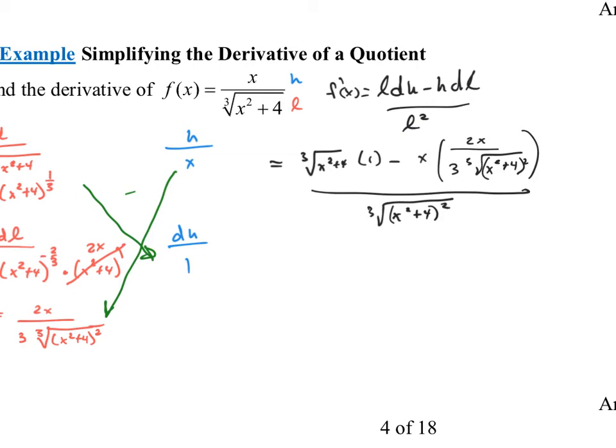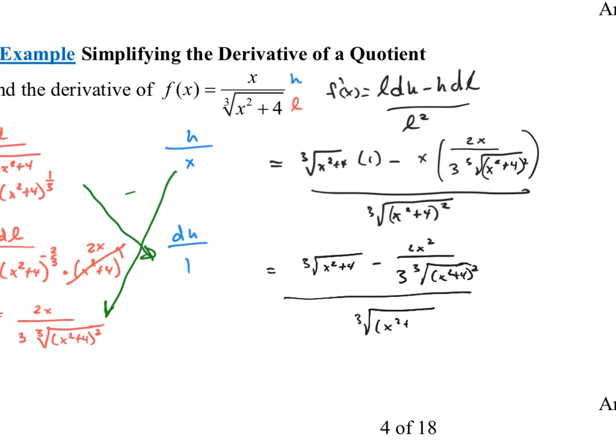Okay? So I'm just going to clean this up a little bit. I see an x here and a 2x here. So what do I have? I have the cube root of x squared plus 4 minus 2x squared all over 3 times the cube root of x squared plus 4 quantity squared, all over the cube root of x squared plus 4 quantity squared.